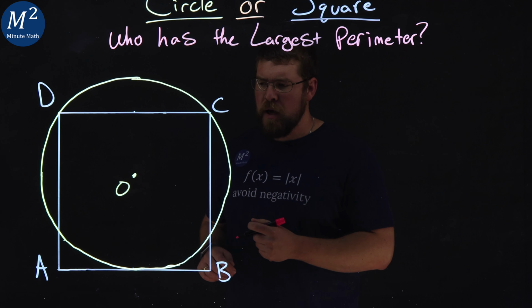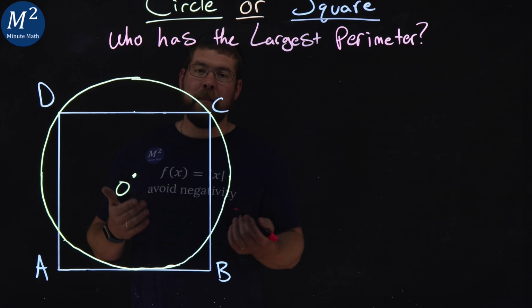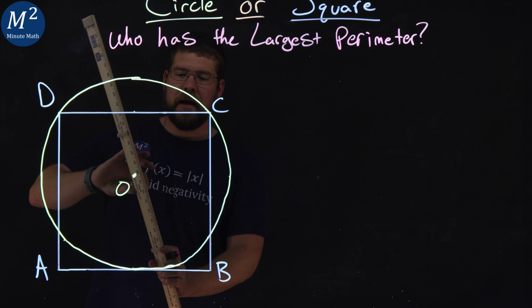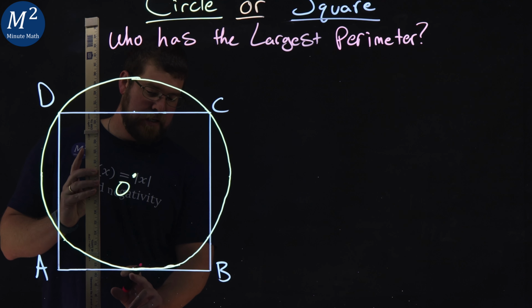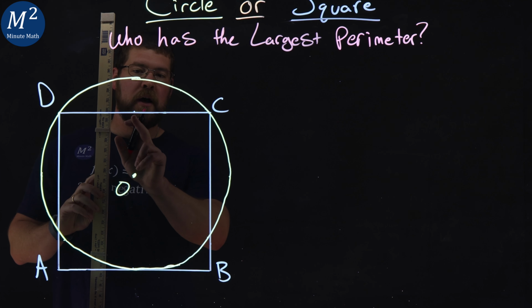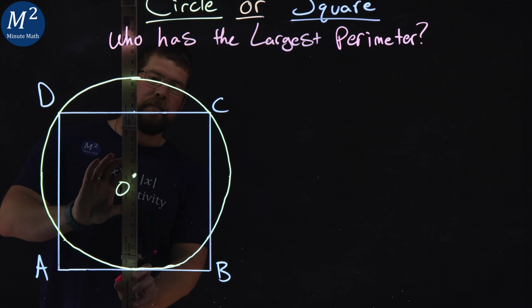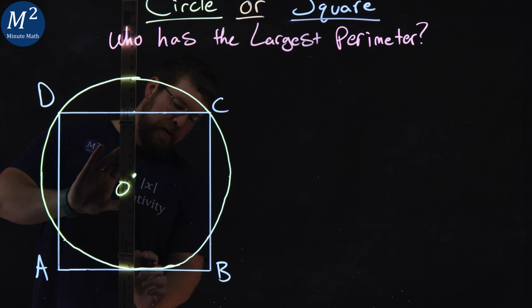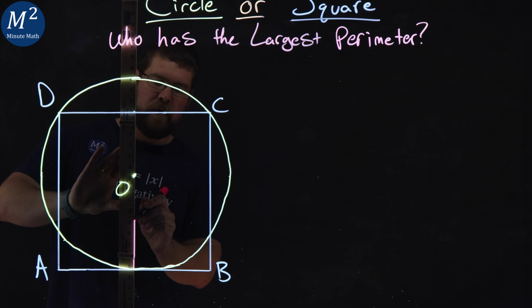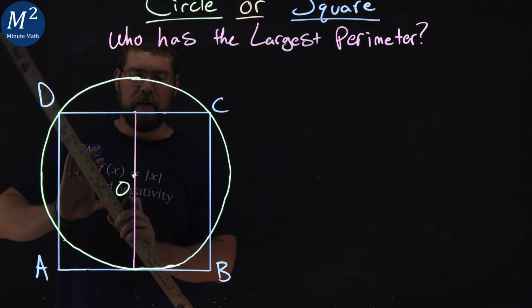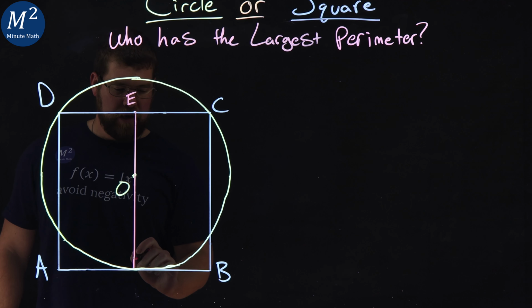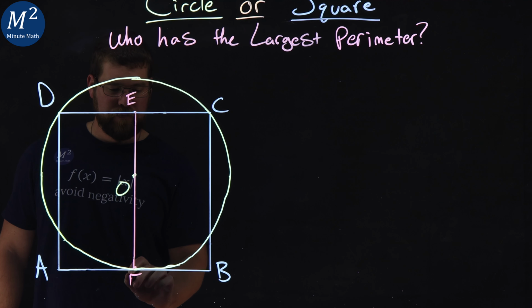First thing I'm going to do is draw a new line. I'm going to draw a line connecting the point of tangency down here, straight through the circle up to the top of the square. Draw a line here, go straight up. Let's call these points E and F right here.